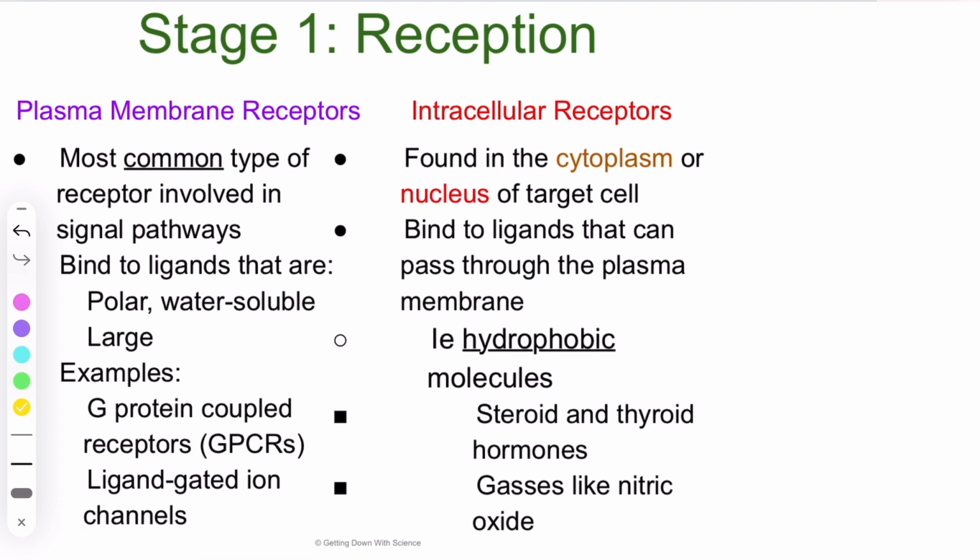Intracellular receptors are found inside the cytoplasm or inside the nucleus. They're going to bind to ligands that can pass through the plasma membrane. If you remember back to our cell transport in Unit 2, these are small hydrophobic, nonpolar molecules, things that can move through the plasma membrane to actually attach to my receptor inside of the cell. Some examples are steroid and thyroid hormones and gases like nitric oxide.